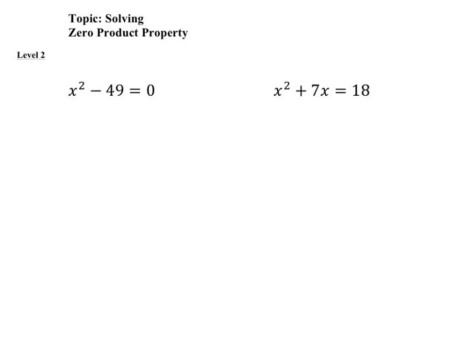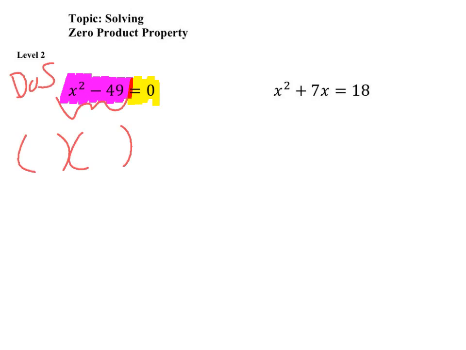For the third example, I want you to notice that it is set equal to 0, but do I have two factors? Well, the answer is no. So what I need to do is take my expression of x squared minus 49 and factor it. Thinking back to what we've already done, I recognize that I can factor this using difference of squares. So I'm going to go ahead and make my parentheses. I have x, and to get 49 I have 7 times 7, and then plus and minus.